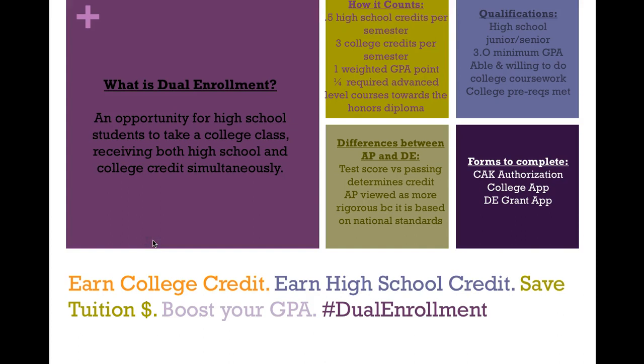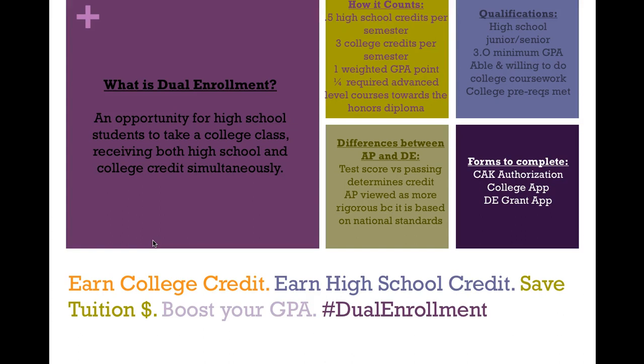First of all, what is a dual enrollment course? Dual enrollment is a college-level course that can be taken by high school students, allowing them to receive both high school and college credit simultaneously. Most of these courses will provide students with a half of a high school credit as well as 3 college credits each semester. There are many advantages and benefits to taking dual enrollment.